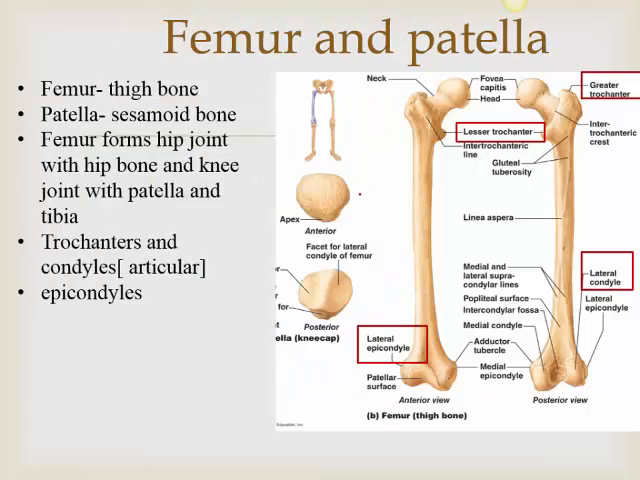Now when we look at the lower limb bones, the thigh bone, which is the femur, is very similar to the humerus. There was one bone there, one bone here. So the femur forms the hip joint with the hip bone above. It forms the knee joint below with the patella and another bone called the tibia, which is the bone of the leg.